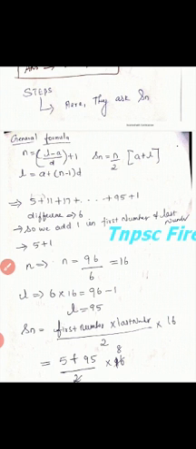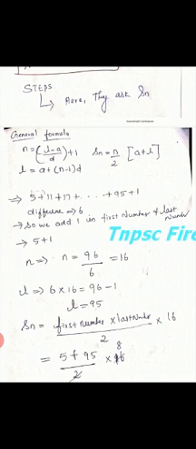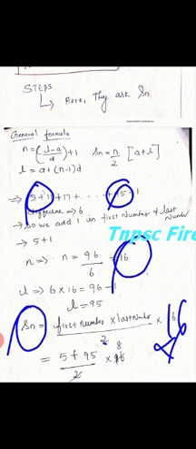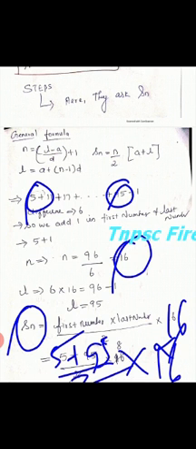Now we are going to find Sn, that is the sum of the series. What is the first number here? 5. First number is 5 plus the last number 95, divided by 2, into n value. n is 16 here. So 5 plus 95 divided by 2 into 16. So 16 by 2 is 8, here is 100. So 100 into 8 is 800. 800 is the answer.